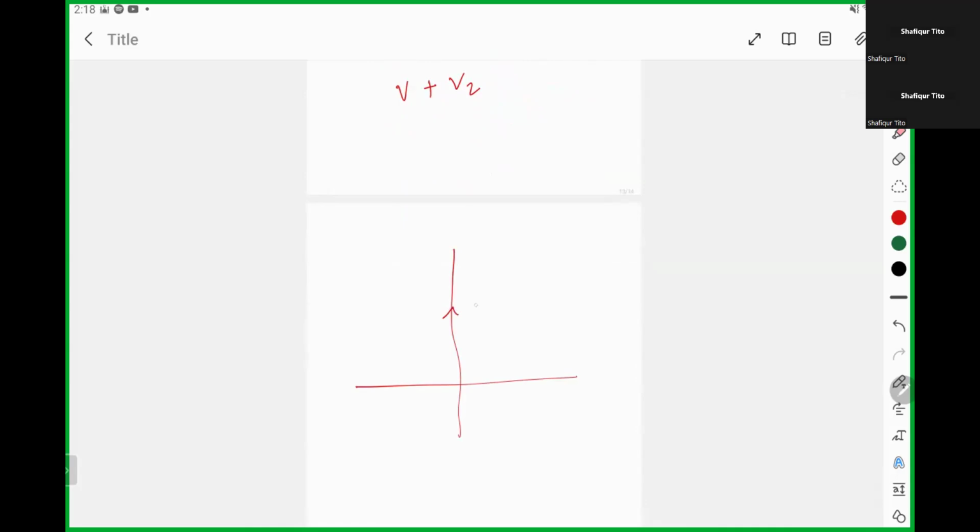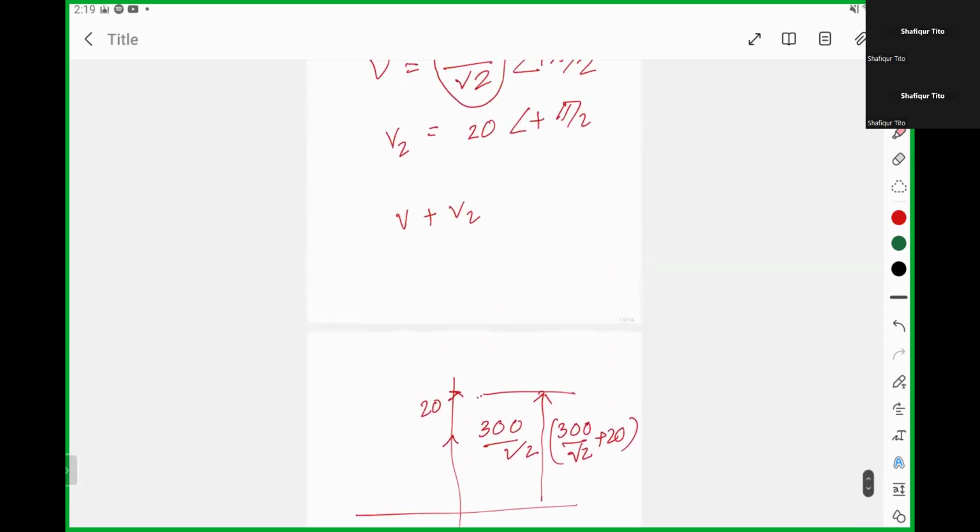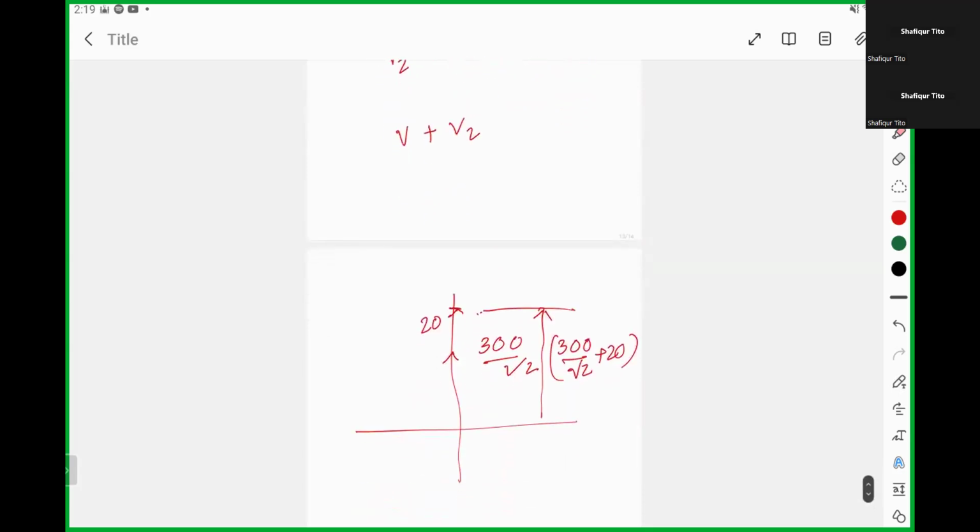So this is my 300 by root 2. If the angle is the same, because they are on the same line, they will be added. So I will add another 20 from here. My total length will become 300 divided by root 2 plus 20. This is my total length, and this will be the resultant vector. I can see the resultant vector will make an angle of 90 degrees also. So if I know this, I don't need to draw the sinusoidal again and again. I can draw these in polar form and add them.